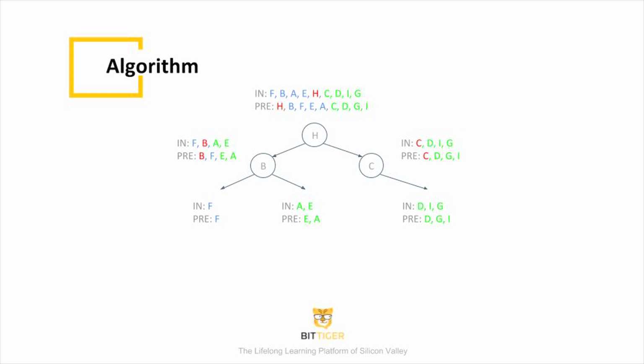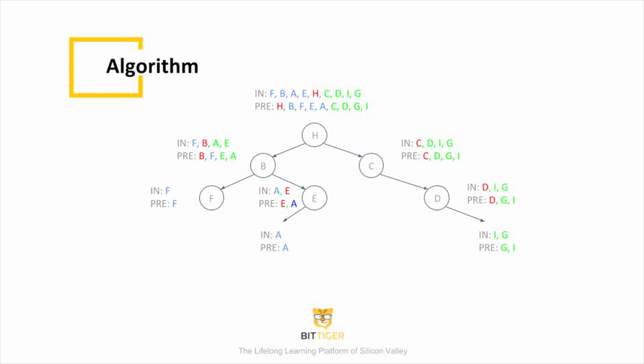Its position in in-order sequence is 2, so we know F is in the left subtree and A, E will be in the right subtree. As for H's right tree, the root node is C. C is the first element in in-order traversal, which means there is no left tree under C, and all the other nodes are in the right subtree. Put F directly under B's left tree because there is only one element in the sequence.